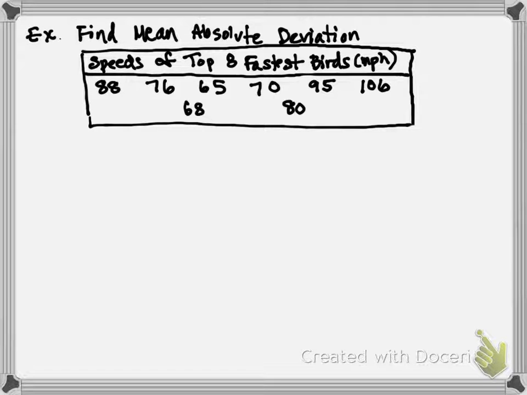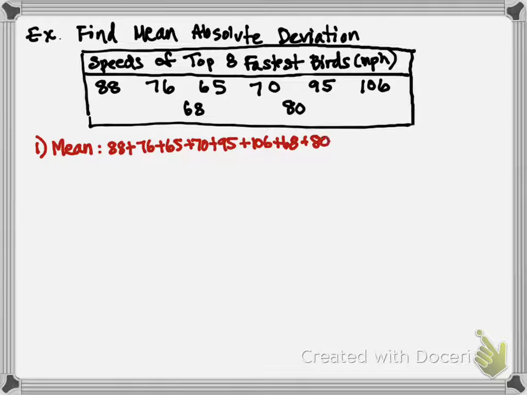Let's find the mean. So what we're going to do is take all of those numbers and we're going to add them up and we are going to divide them by 8 because that's how many numbers we have. So we've got 88 plus 76 plus 65 plus 70 plus 95 plus 106 plus 68 plus 80, and we're going to divide that whole thing by 8.